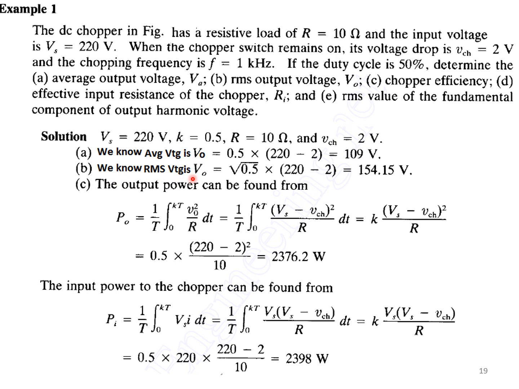Next, RMS voltage, we have to take root of the duty cycle into, of course, 220 minus 2. So that will give you 154.15 volts.